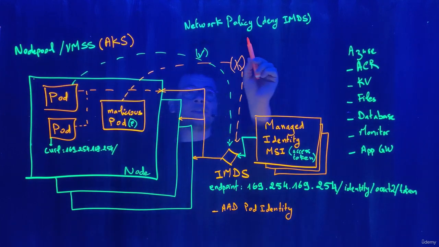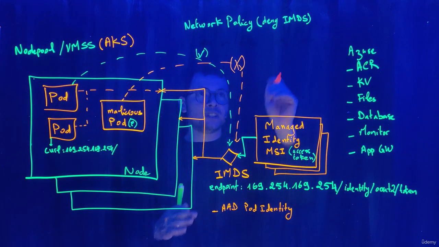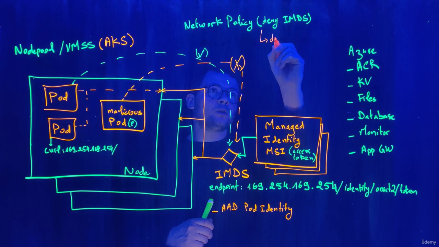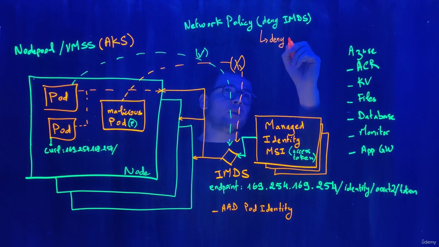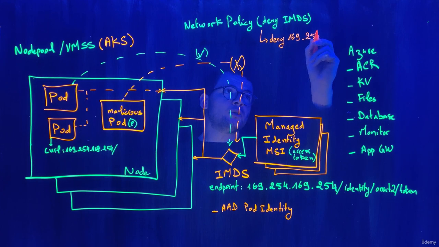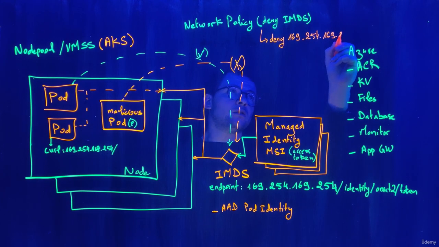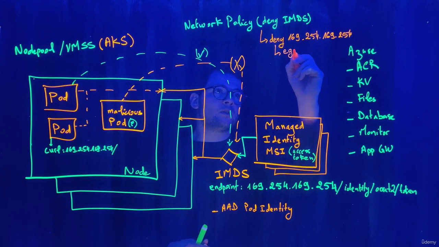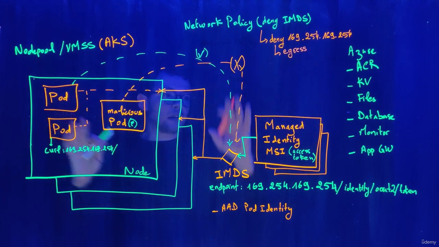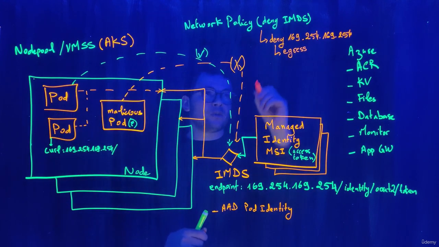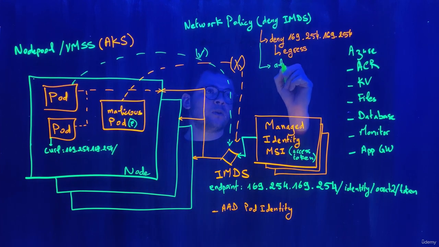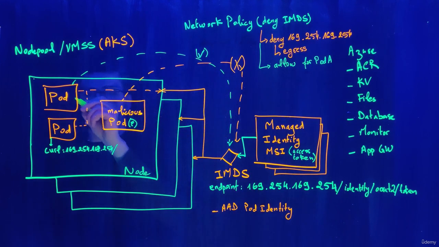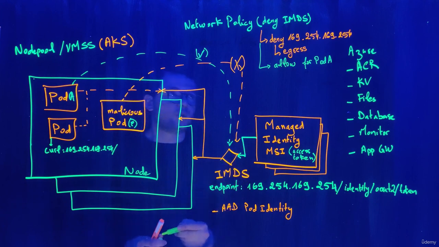How can we achieve that? Through this network policy, we will actually deny all access to the IMDS endpoint. It means that here we will deny that endpoint 169.254.169.254. So it will deny egress to that endpoint. It means no pod can connect to that endpoint. And then we will create some exceptions, where we will allow traffic for some certain pods, allow for pod A, for example. If this is pod A, it will be allowed to access.